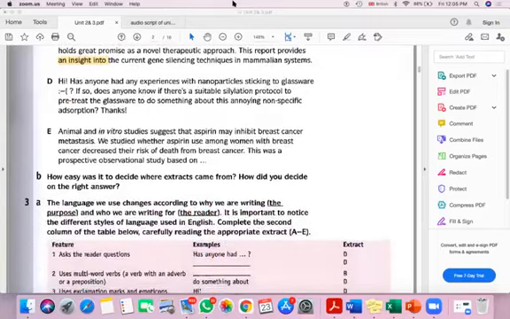Hi, has anyone had any experience with the nanoparticles sticking to glassware? If so, does anyone know if there is a suitable silation protocol to pre-treat the glassware to do something about this annoying non-specific absorption things?